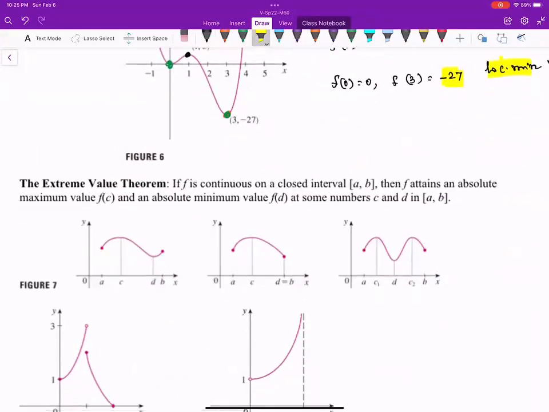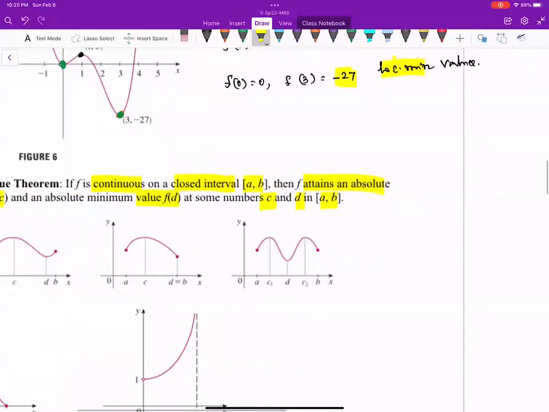Extreme value theorem. If f is continuous on a closed interval AB, so we know what closed interval means. Continuous means there should not be any gap. It should not be any hole or breaks in the graph. Then f attains an absolute maximum value f of c and an absolute minimum value f of d at some numbers c and d on the closed interval AB. So the function is guaranteed an absolute maximum and an absolute minimum.